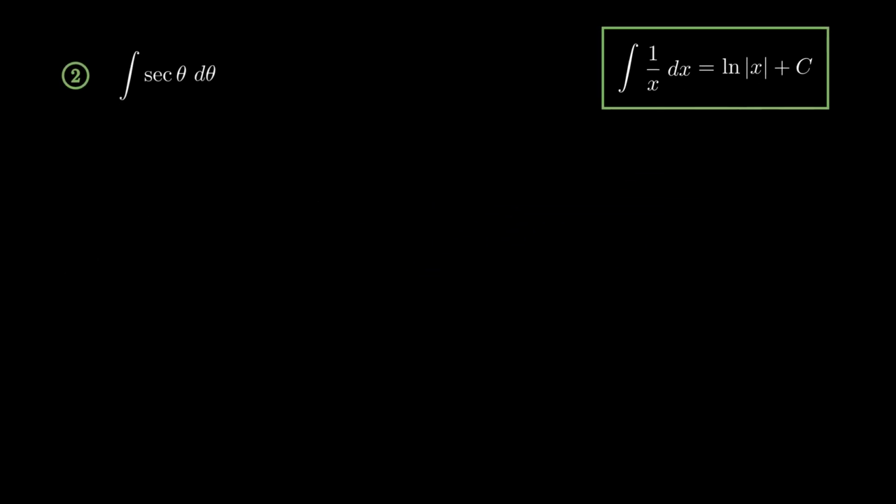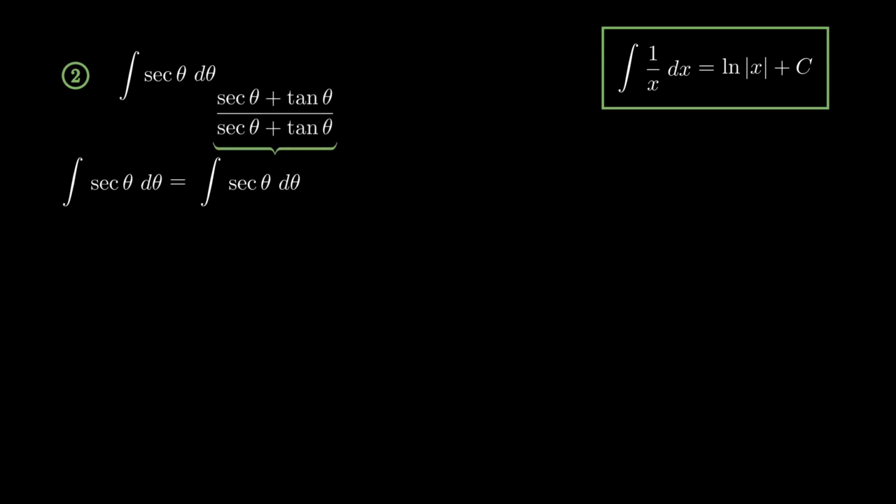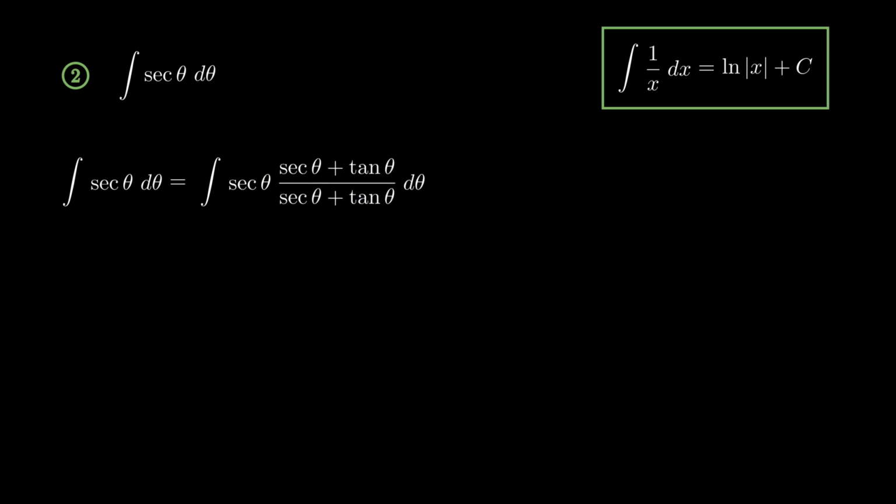The integral of secant of theta. To solve this integral, first multiply and divide by secant of theta plus tangent of theta, which is the same as multiplying by 1.